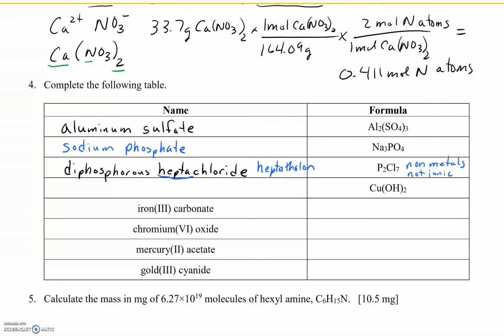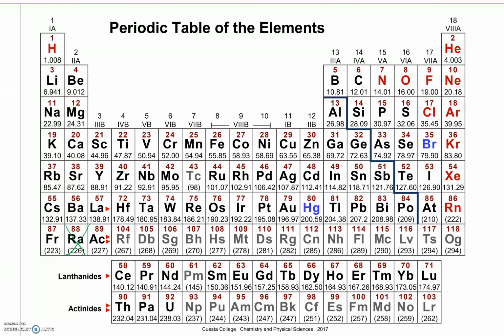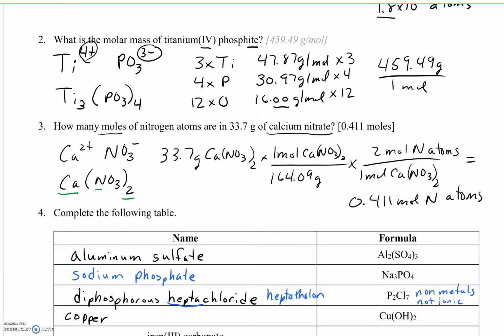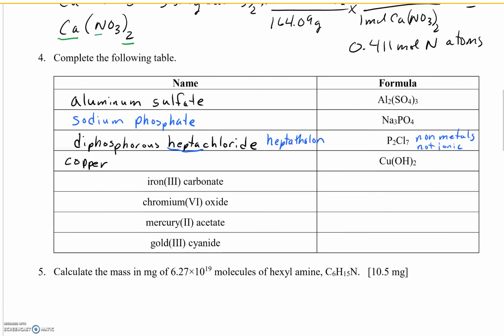Cu(OH)2. Cu is short for cuprous from the Latin term, but we call it copper now. And copper is one of the elements on the periodic table that you can't identify the charge of. So here's copper. That's one of the transition metals. We can't tell what its charge is going to be just based on its position on the periodic table.